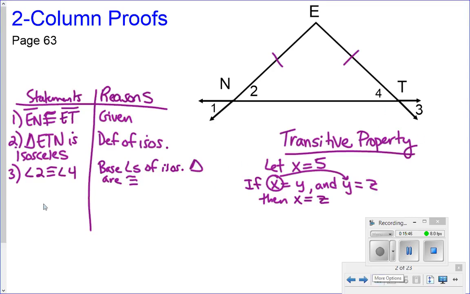So if angle 2 is congruent to angle 4, and angle 4 is congruent to angle 3, and that's because vertical angles are congruent, now, angle 2 to angle 4 to angle 3, that means that angle 2 is congruent to angle 3. Again, we just substituted in here. 2 went in place of 4, which means 2 and 3 are congruent. And our reason is the transitive property.